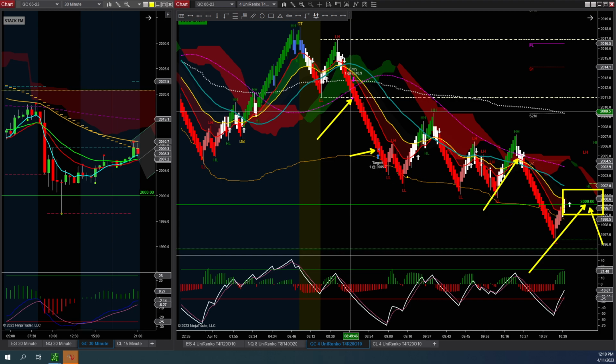There is another entry right here that I didn't take. I was happy with this profit here, and I just left it there. This one was $520 per contract, right there in that move, which is nice.